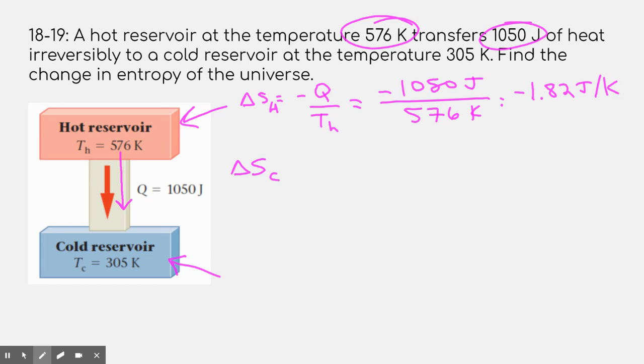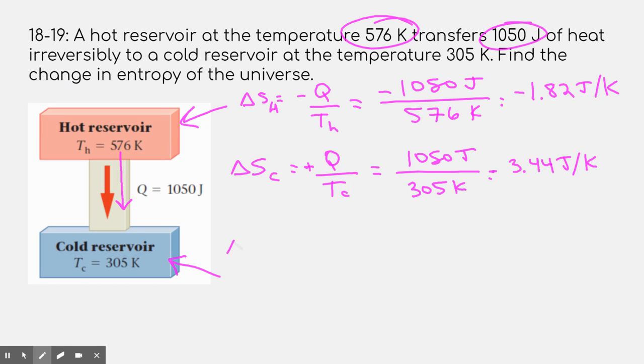Now we need the delta S of the cold reservoir. So when we do this, it's going to be Q over TC. This will be positive because the cold reservoir is absorbing heat. So this Q value is going to be positive. Okay, so here we now have a positive 1050 joules, and the temperature of the cold reservoir is 305 Kelvin. So we solve for that, and we find that the delta S of our cold reservoir is 3.44 joules per Kelvin.